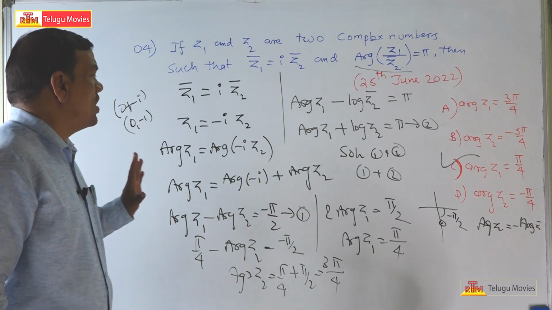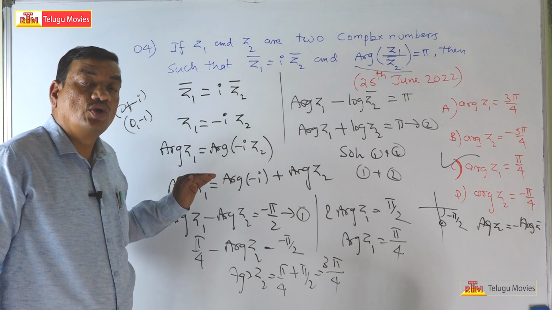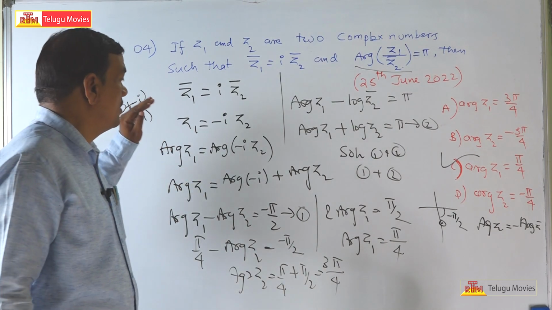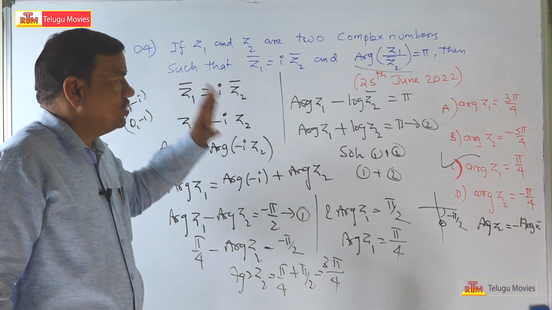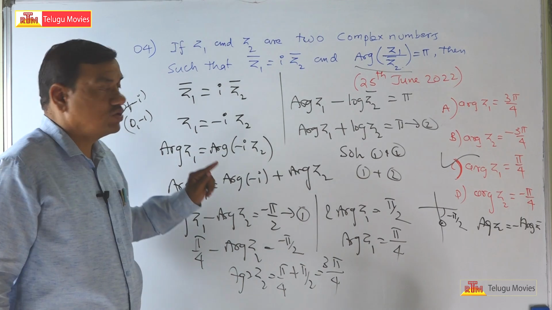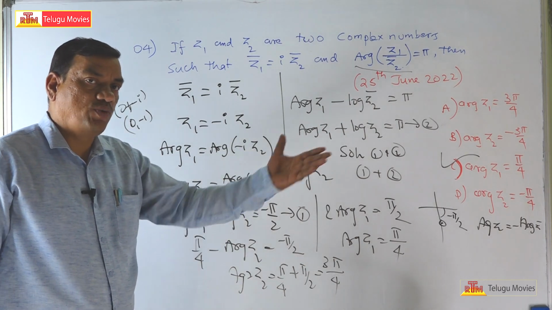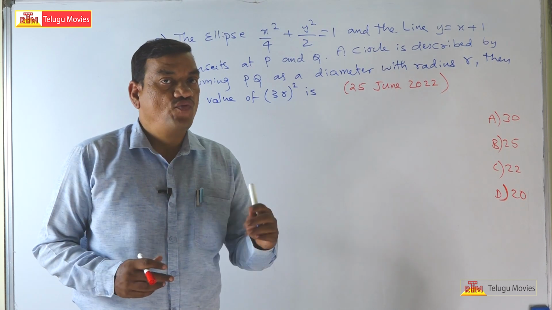The only thing you have to know is the properties of the argument and the conjugate. If you know all those properties, the solution is a very easy one. Okay, I hope that you understand this solution. So let us go for the next problem. Dear students, welcome to the fifth problem.